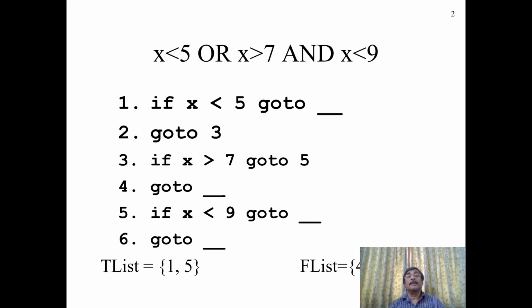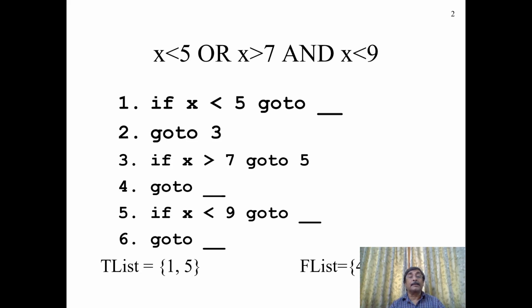Like if x is less than 5, I come to 2 naturally, then go to 3, right? Now if x is not greater than 7, then I know for sure that x is not less than 5 and x is also not greater than 7, and therefore it's a complete failure of this condition. So I need to go to the false target of the condition as a whole.